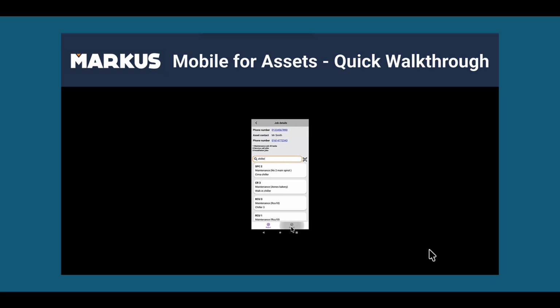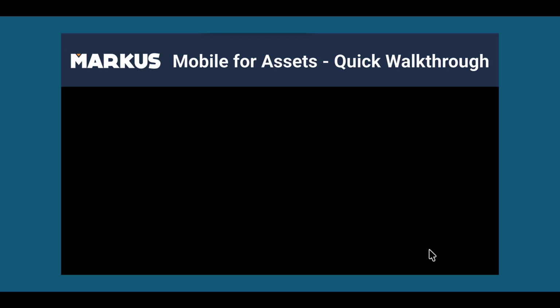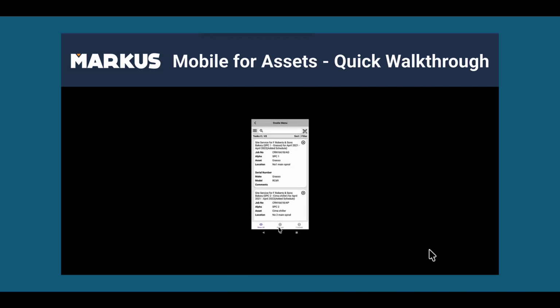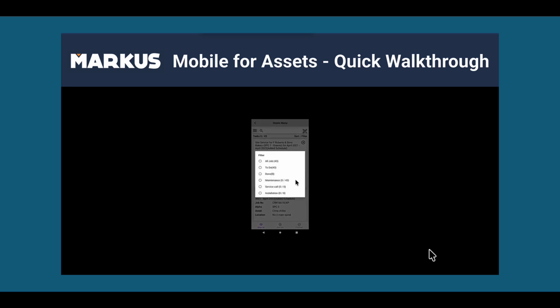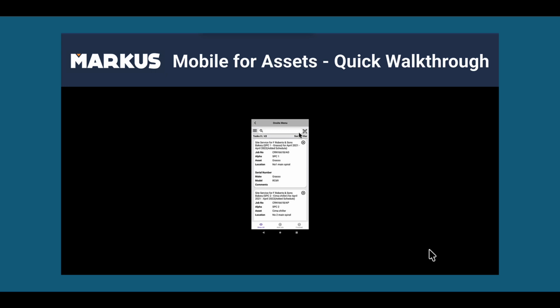And we would accept our job as normal, like the normal process of driving to site, carrying out risk assessments and so on. The main difference is when we arrive here on our on-site menu. You can see you can filter this list. We've got 43 tasks to do. That's all 43 assets that are on this site at the moment.